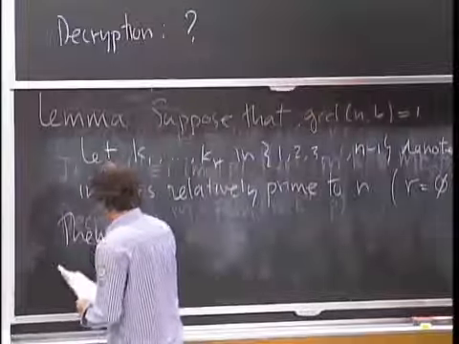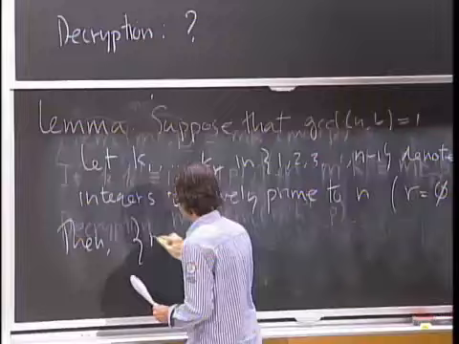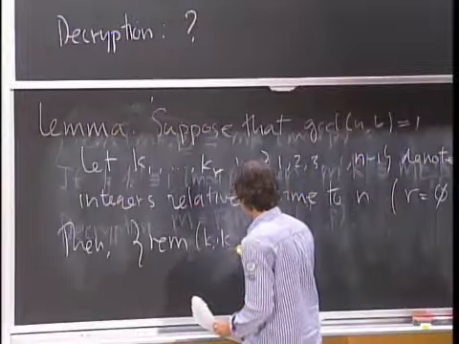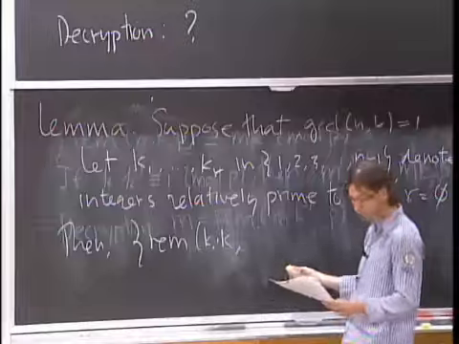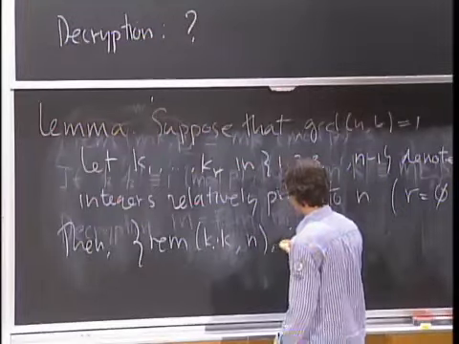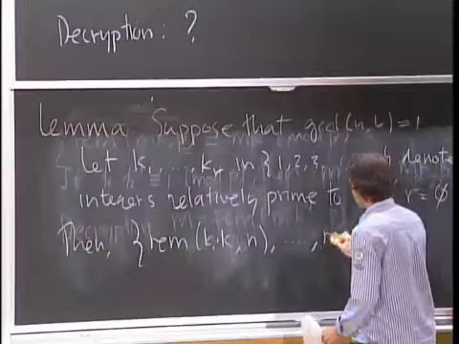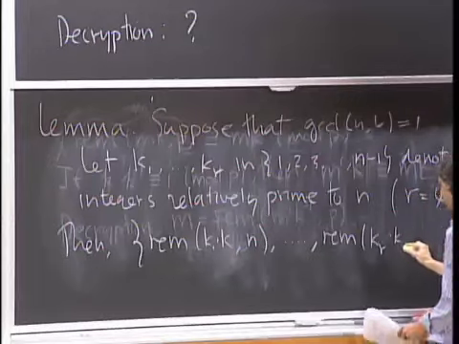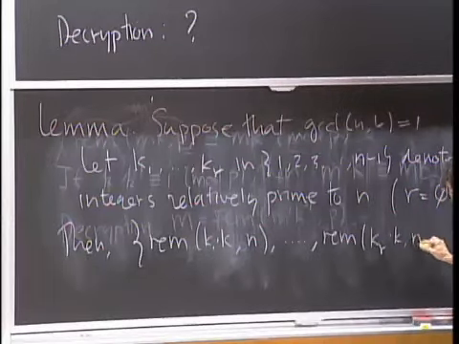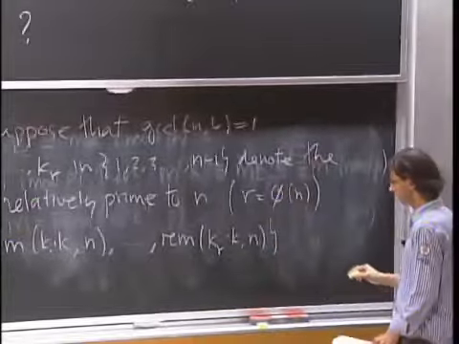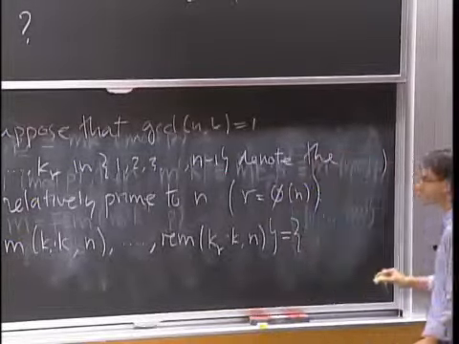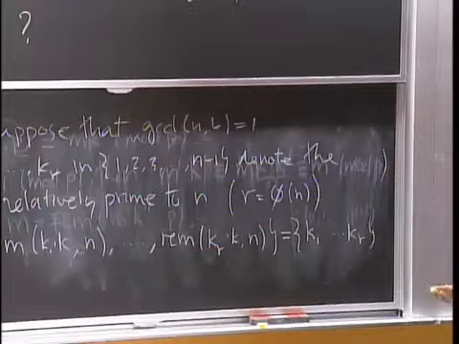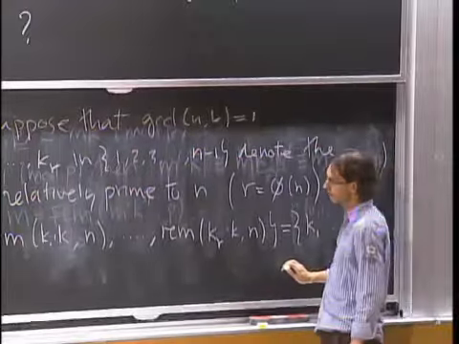We can show that the set that contains all these remainders, the remainder of k1 times k, after dividing out as many multiples of n as possible, all the way to the remainder of kr times k, after dividing out as many multiples of n as possible, this set is actually equal to the set k1 up to kr. So this is what we're going to prove. And we'll do it in two steps.